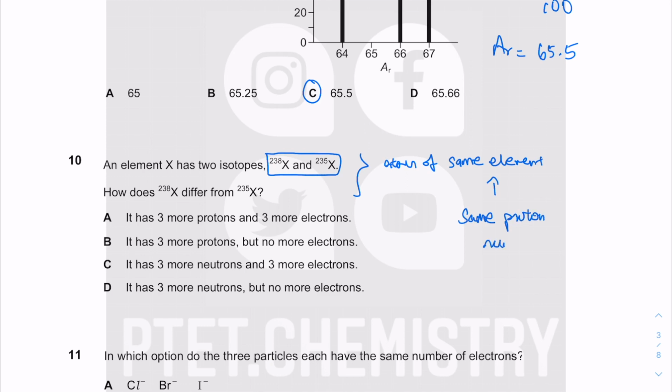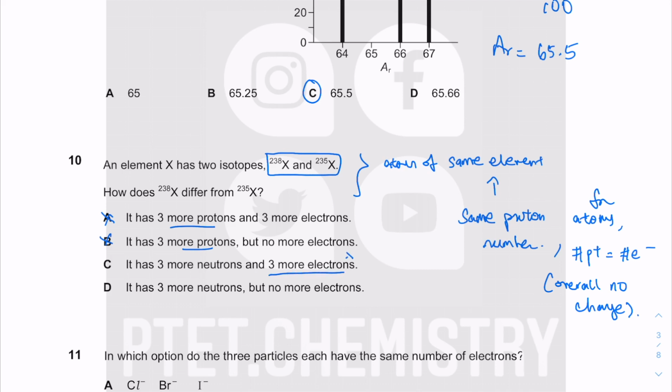If you have the same proton number, that means A and B are out, because it's talking about different number of protons, okay? If you have the same proton number and these are atoms, so for atoms, the number of protons must be equal to the number of electrons, because overall no charge. The atoms have no charge, so the number of electrons must be equal to the number of protons. And this one, it says 3 more electrons, and that is incorrect. So D must be correct, no more electrons, but it definitely has 3 more neutrons, because, you know, 238 versus 235, but the same proton number, whatever number that is, 238 is bigger than 235 by 3 more neutrons.